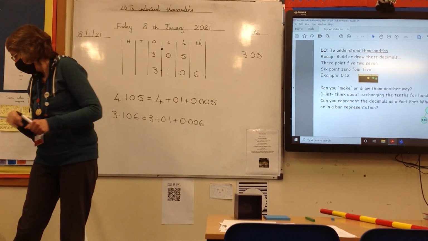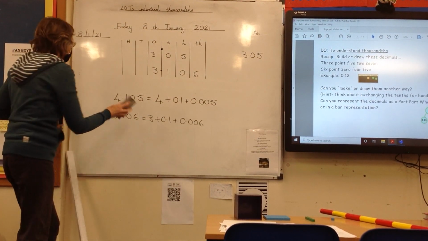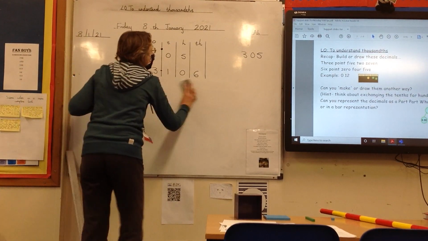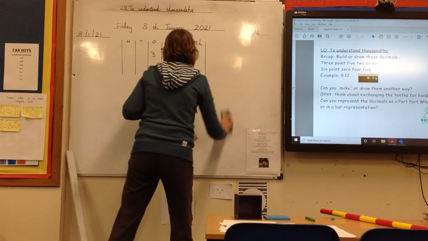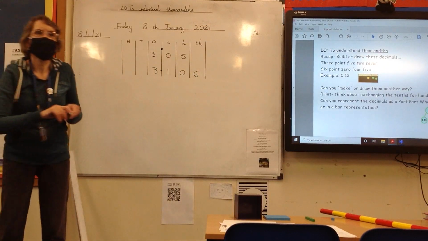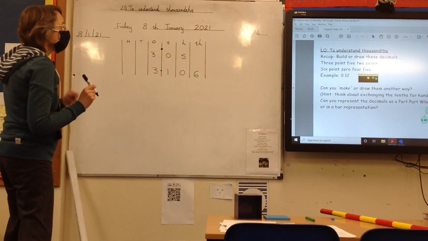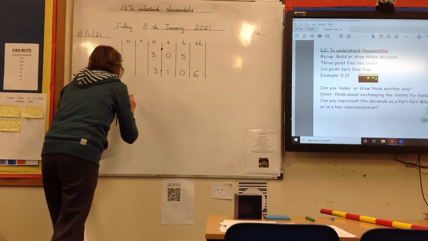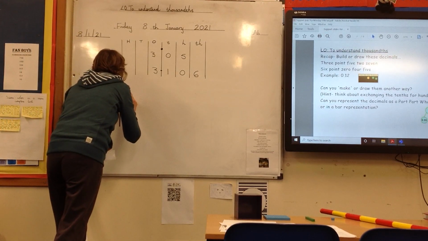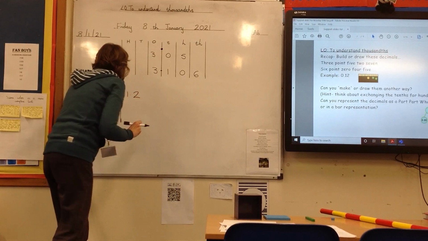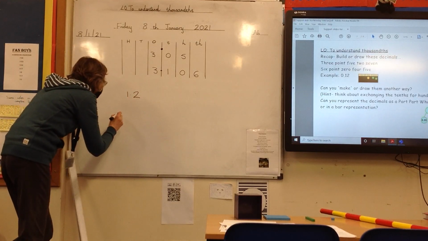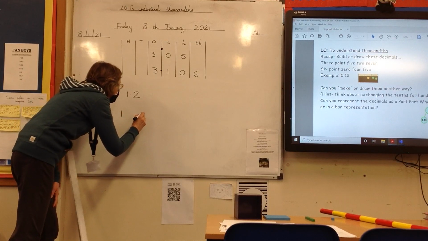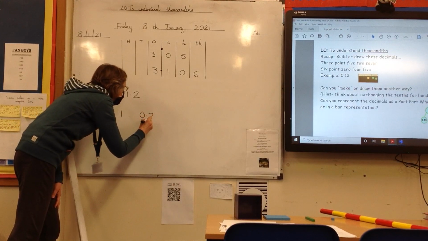Yeah? Okay, now, sometimes with numbers, well, that's a nice easy way to partition because you can see exactly where each digit fits and what the value of each digit is. Sometimes we can partition numbers in a slightly different way. So if I had say 1.2, I could partition it and say, well, that's 1 whole one, and then it's 2 tenths.